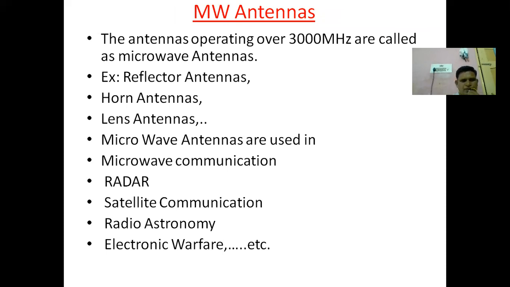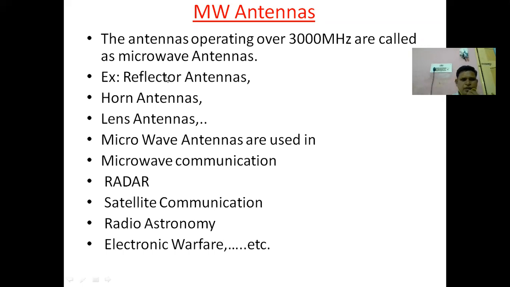Okay, if the operating frequency of these antennas is more than 3 gigahertz, these types of antennas are called microwave antennas. These microwave antennas are operated at microwave frequencies. Microwave in the sense that the wavelength of the waves is in micrometers, right? You can understand it like that.